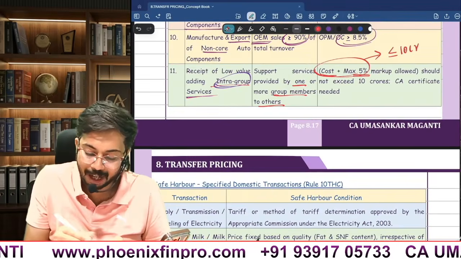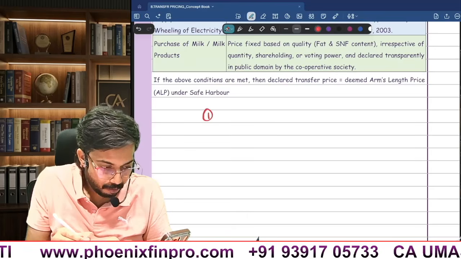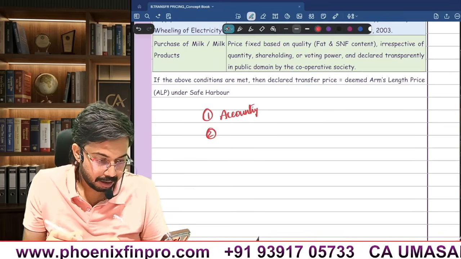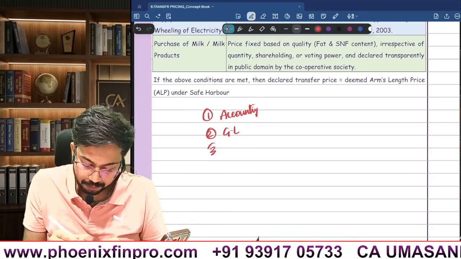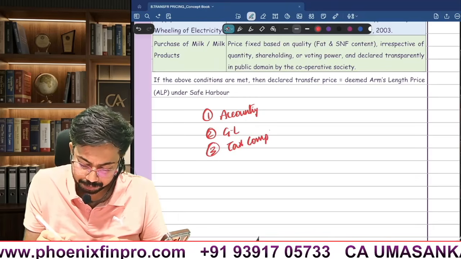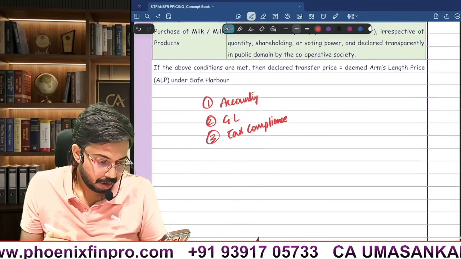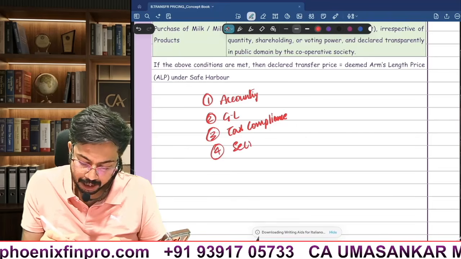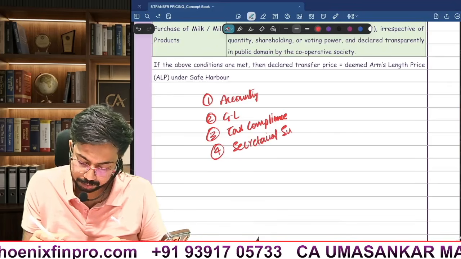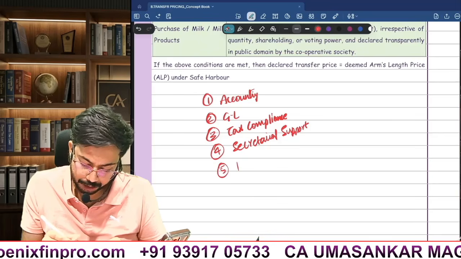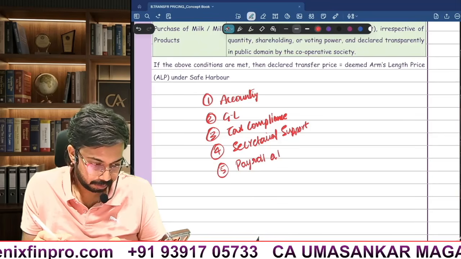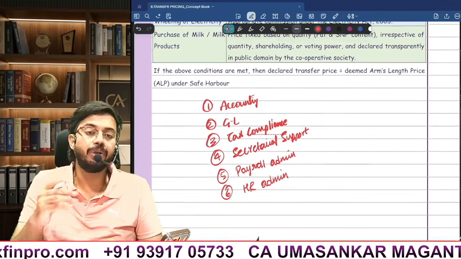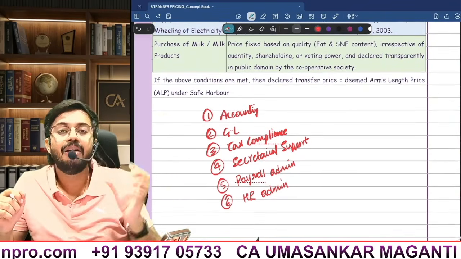First, what intra-group services means? Intra-group services means accounting support, general ledger support, routine tax compliance support, secretarial support, payroll administration, HR administration.